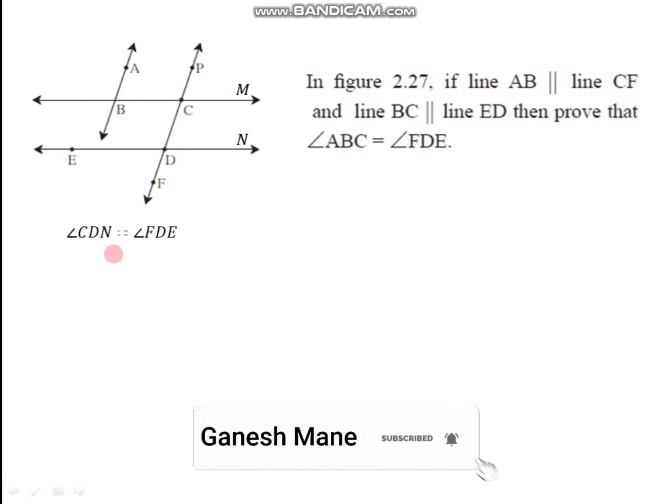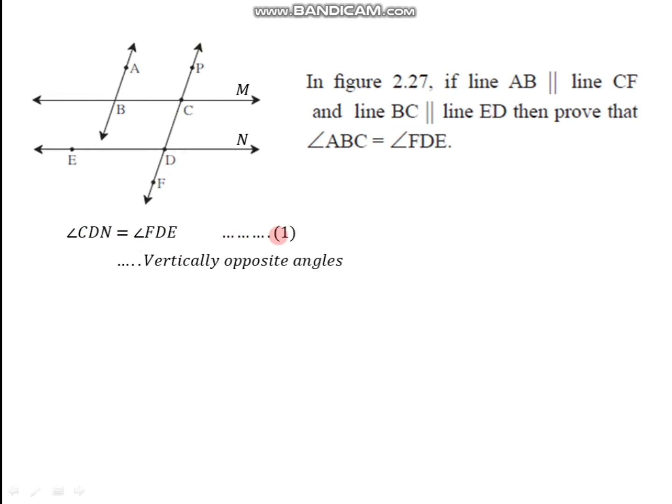In this diagram, we have angle CDN and angle FDE, which are vertically opposite angles. And we know that vertically opposite angles are congruent. That's why these two angles are congruent, because these are vertically opposite angles, and we'll call this equation number 1. Now, it is given that line AB is parallel to line CF, so we'll start with that one.